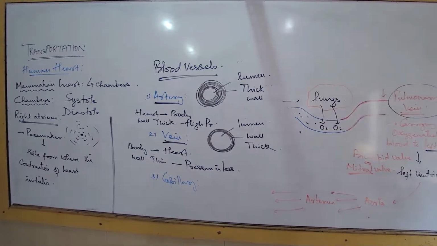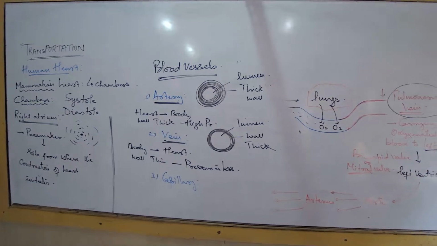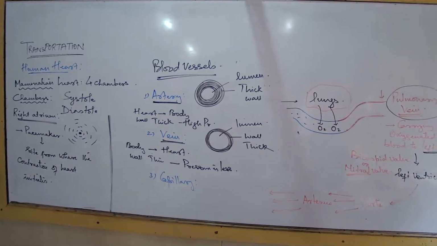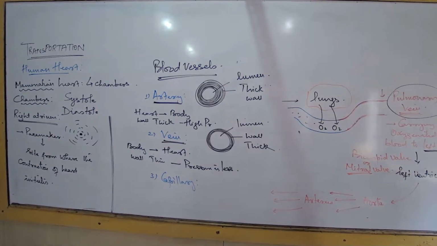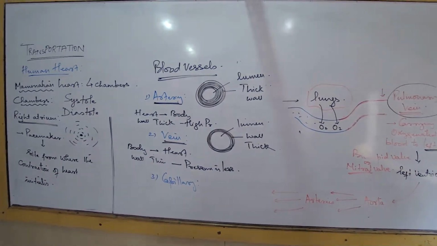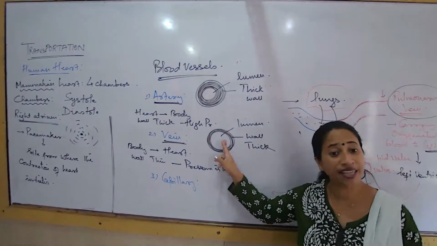But these are the veins. These are the veins jo skin ke surface mein rehta hai. And now check out the blood from these vessels. Is it blue? No, it is dark red. The blood in a vein is dark red.